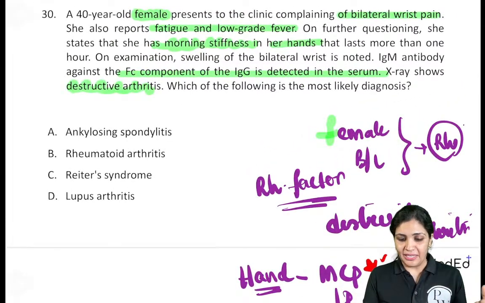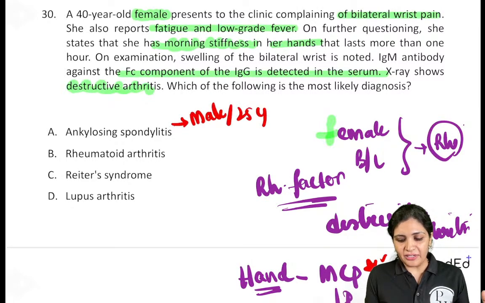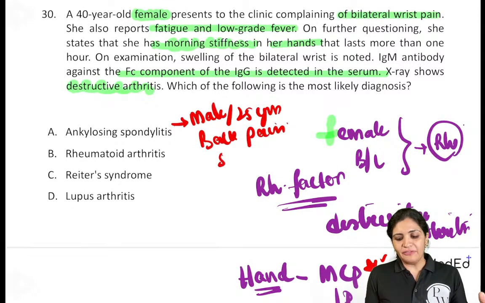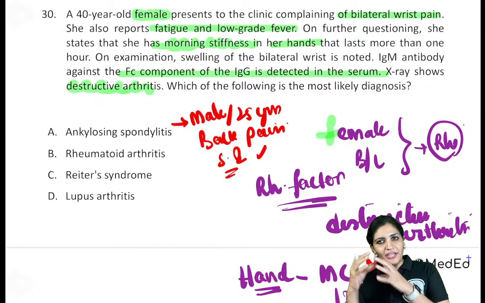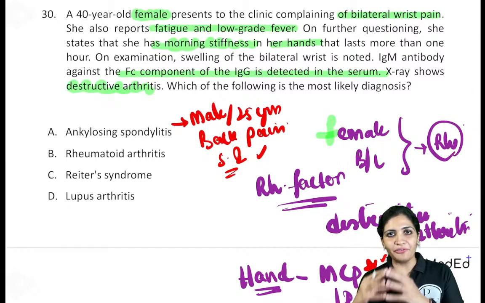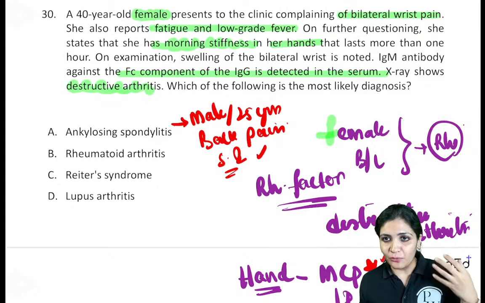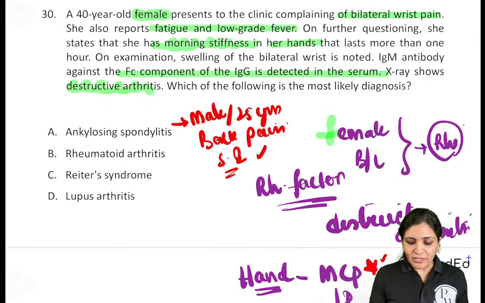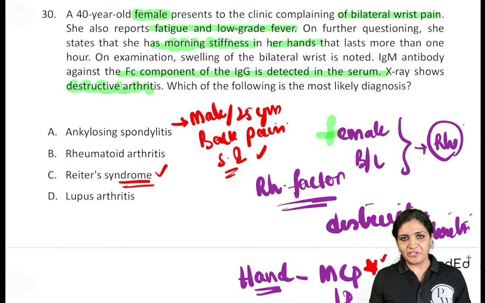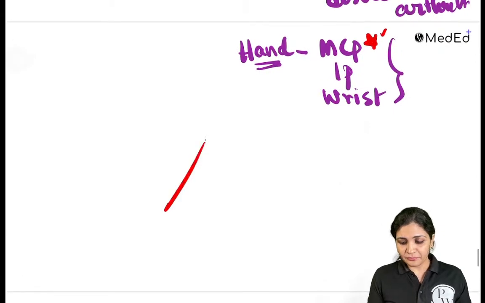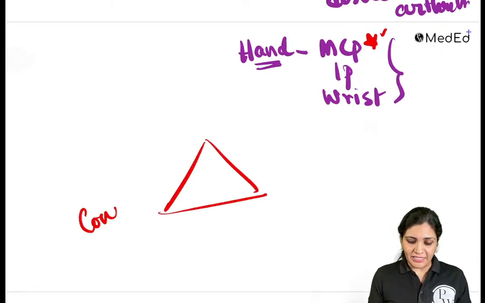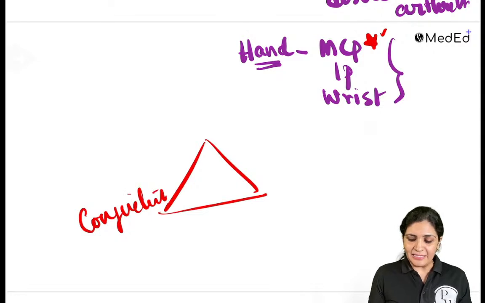Ankylosing spondylitis usually affects young males of around 25 years, and they present with back pain, morning stiffness, usually affecting the sacroiliac joints. So these are certain features of ankylosing spondylitis, with back pain, morning stiffness again, and usually on the X-rays you see involvement of the sacroiliac joint. Then what is Reiter syndrome? Reiter syndrome is a triad of symptoms where the patient will have conjunctivitis or uveitis, and then urethritis, right?